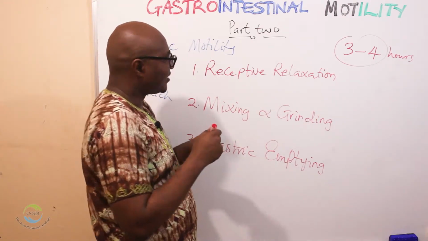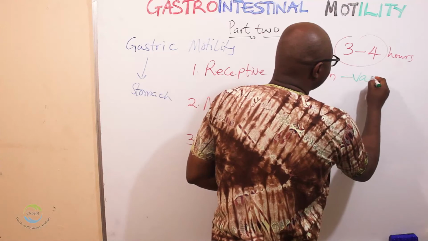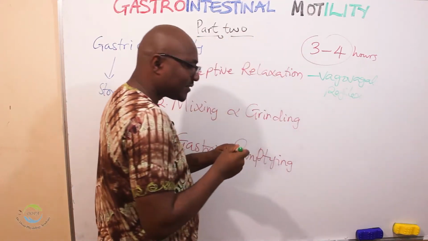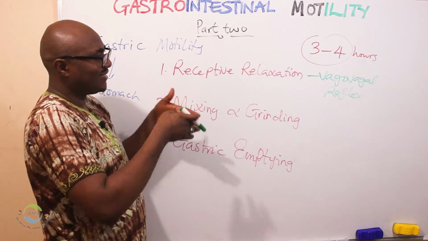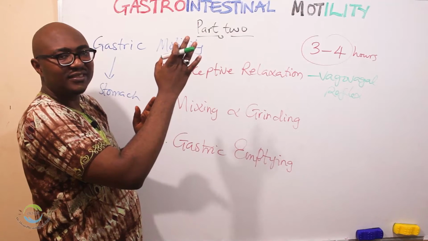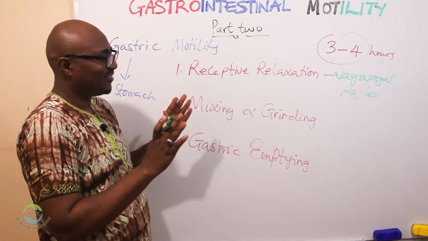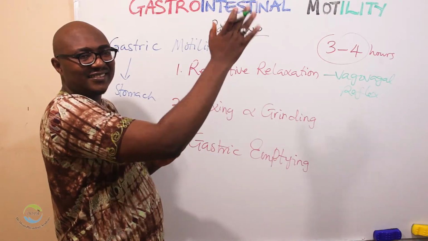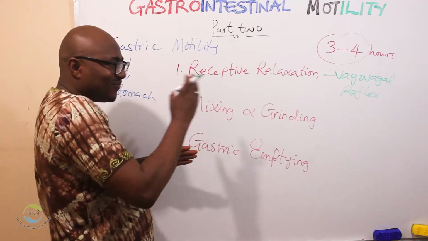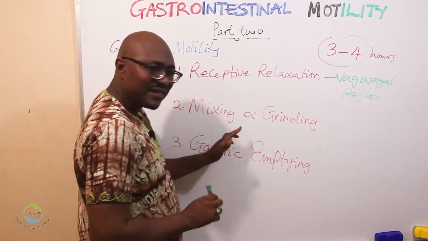So that reflex is called a vagal reflex. Vagal reflex, in the sense that the vagus nerve sends the afferent information that food is entering. Okay? So the vagus nerves also cause the relaxation of the stomach. So vagus detecting the food entering, vagus acting now to relax it. That's why it's a vagal reflex. Okay? So the next one is mixing and grinding.